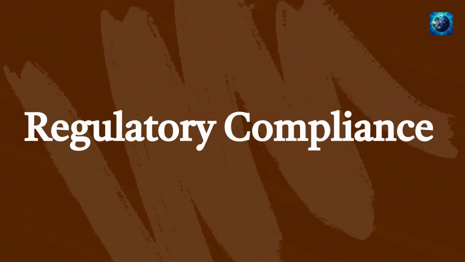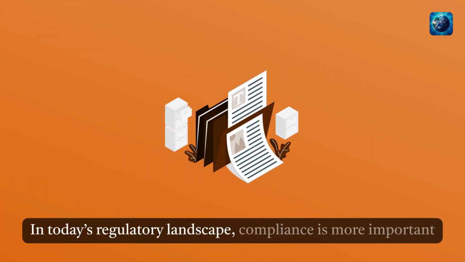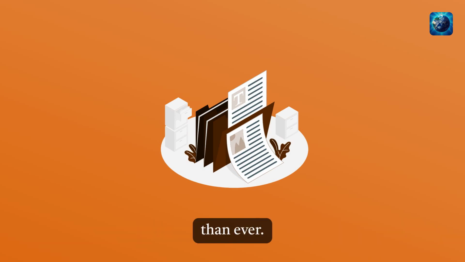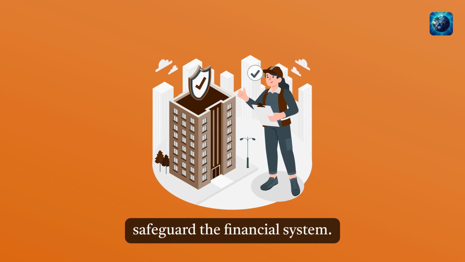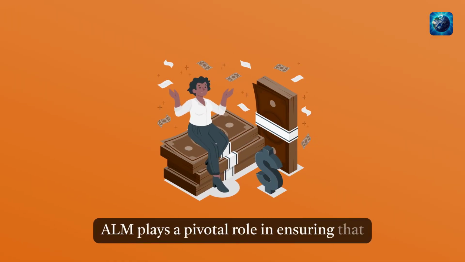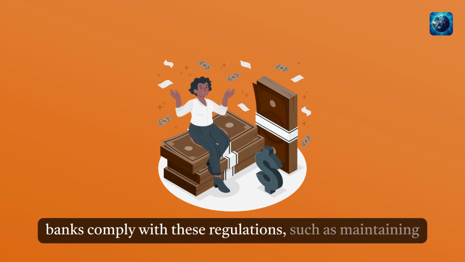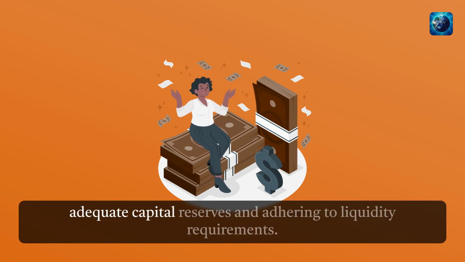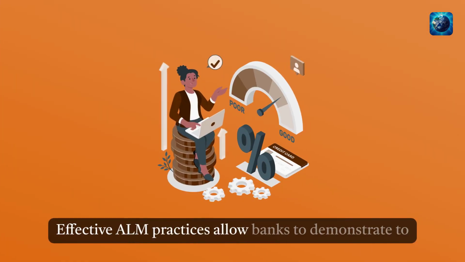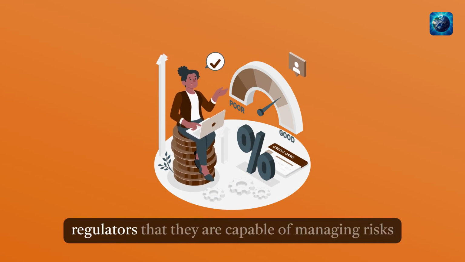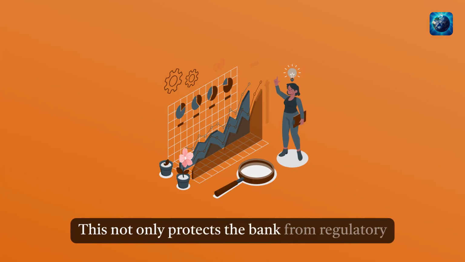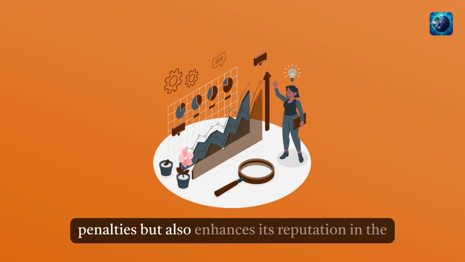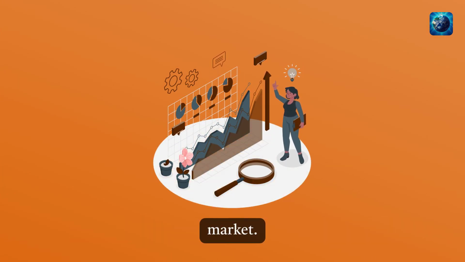Regulatory compliance. In today's regulatory landscape, compliance is more important than ever. Banks are subject to strict regulations designed to safeguard the financial system. ALM plays a pivotal role in ensuring that banks comply with these regulations, such as maintaining adequate capital reserves and adhering to liquidity requirements. Effective ALM practices allow banks to demonstrate to regulators that they are capable of managing risks proactively. This not only protects the bank from regulatory penalties, but also enhances its reputation in the market.